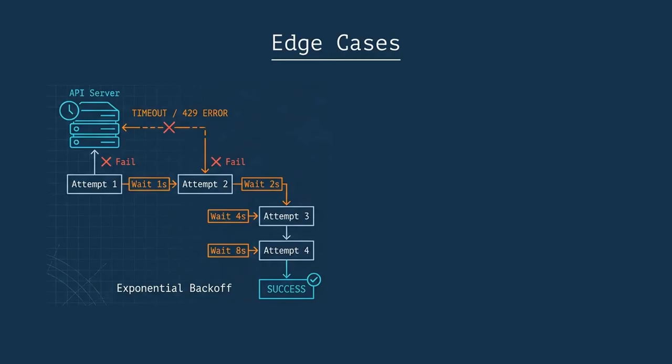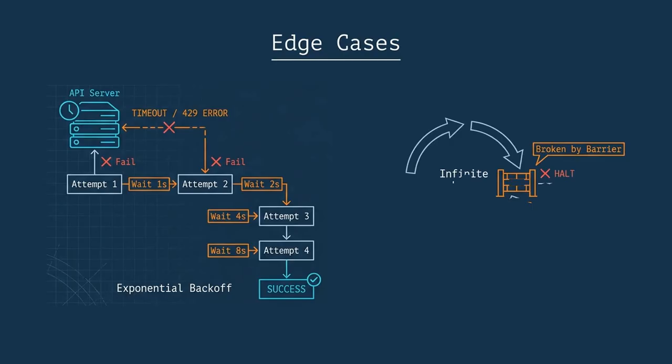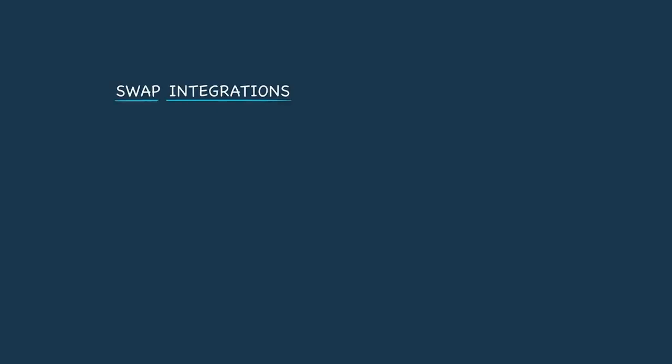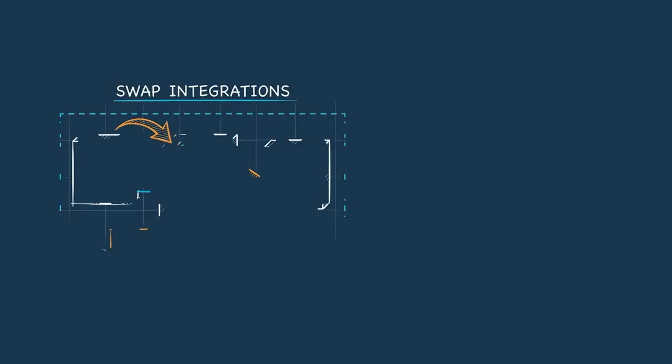LangGraph's conditional routing can enter infinite loops if your supervisor's exit condition is ambiguous. Always define a maximum iteration count using the recursion limit parameter in your graph config and log a fallback state when it triggers. Here's how to extend this blueprint.